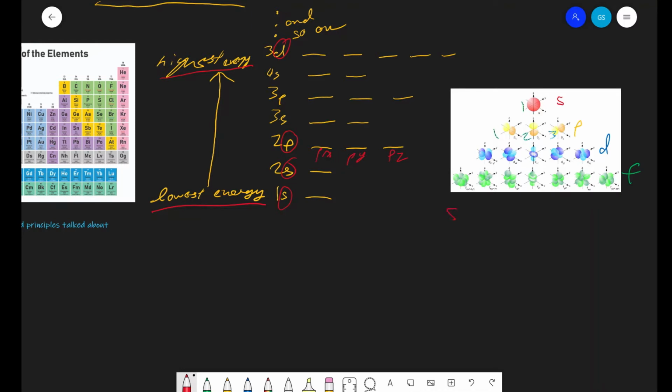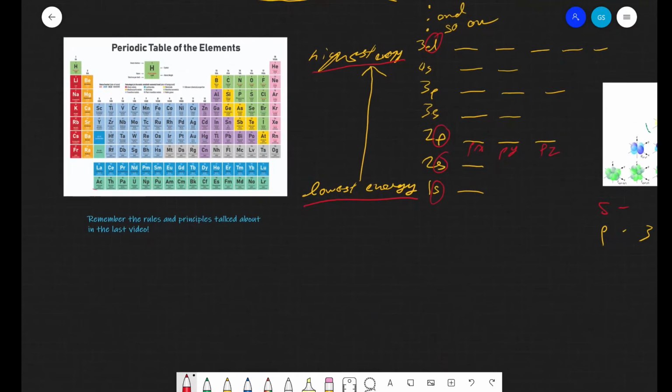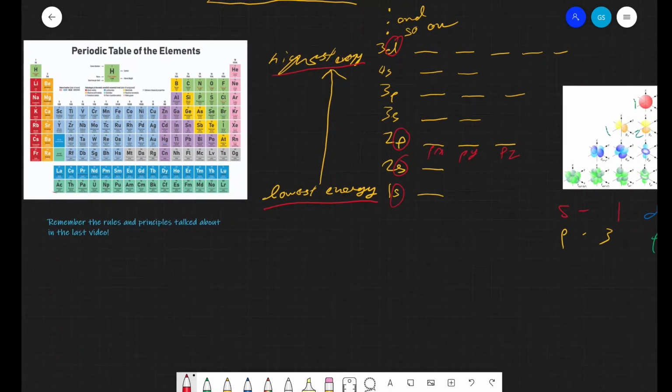So we know S has 1, P has 3 orbitals, D has 5, and F has 7. So if we had an F orbital, let's say 4F, we'd have to draw 1, 2, 3, 4, 5, 6, 7. And in each and every one, depending on how many electrons we have, we fill in the electrons like this. We draw the little half arrows. That's basically it. You just draw from the lowest energy level and go according to the periodic table: 1s, 2s, 2p, 3s, 3p, 4s, and so on and so forth.